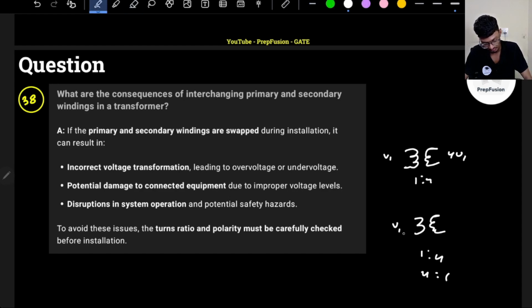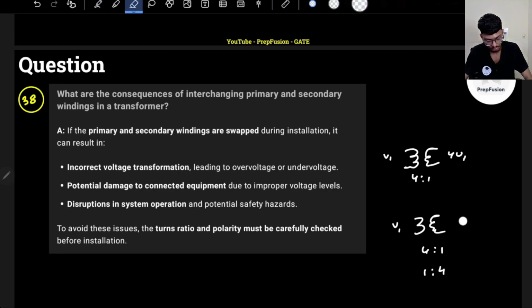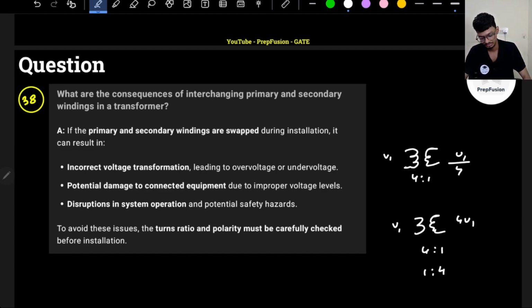So if I am applying some V1 voltage here, I will get V1 by 4. So that is a very bad thing, right? We are getting low voltage, we are expecting higher voltage. And if I flip it, let's say this was supposed to be a 4:1 transformer, but it is working as a 1:4 transformer. Then this should have been V1 by 4, but I am getting 4V1, so that can damage everything. So just be careful regarding that.